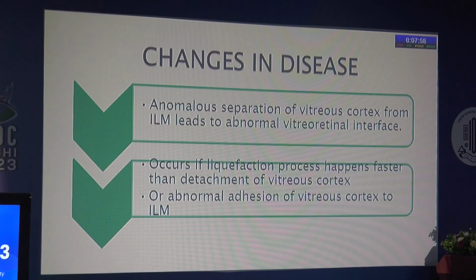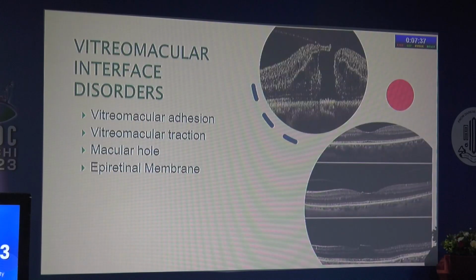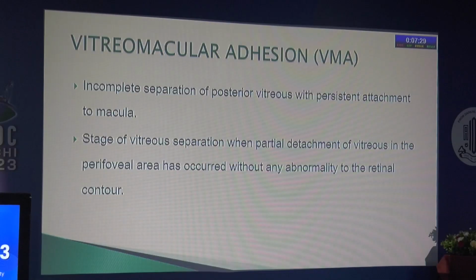So in disease state, what happens? There is loss of harmony between the liquid vitreous cortex liquefaction and its detachment. If the liquefaction process happens faster than detachment, that can also lead to a disease problem, or there is abnormal adhesion of the vitreous cortex to the ILM. So there are namely 4 disorders. First one is vitreomacular adhesion, vitreomacular traction, macular hole, and epiretinal membrane.